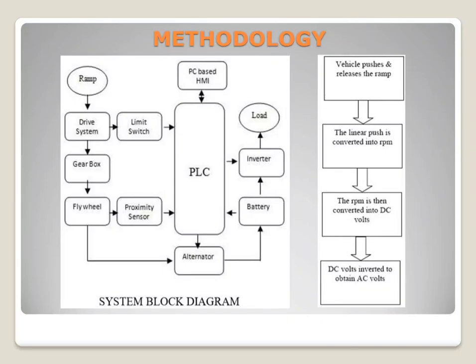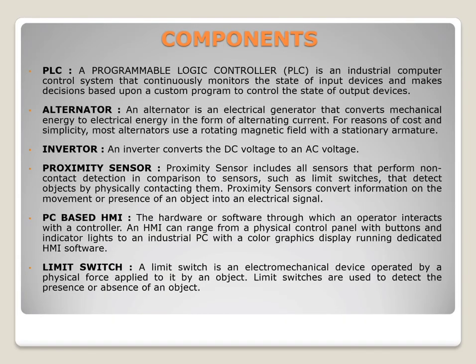Methodology. The block diagram towards the left side shows us the components present in the kinetic ramp, and the block diagram at the right side shows the system process. Here the vehicle pushes and releases the ramp, then the linear push is converted into RPM, then the RPM is converted into DC volts, and then DC volts are inverted to obtain AC volts. Components. These are the components present in the block diagram.